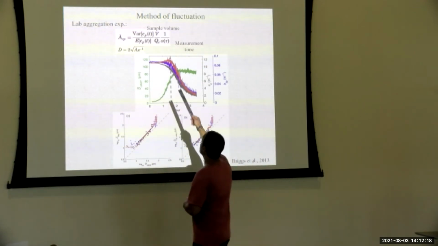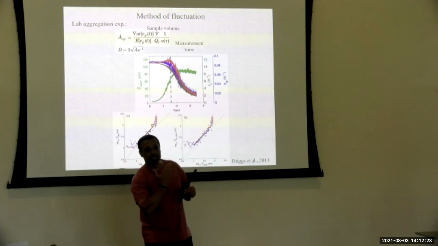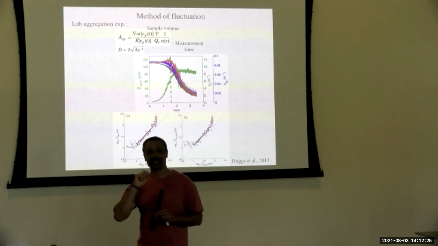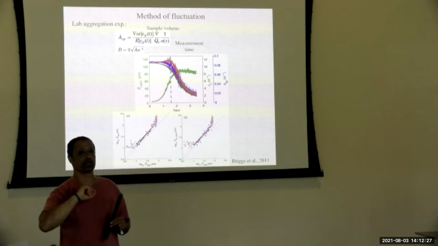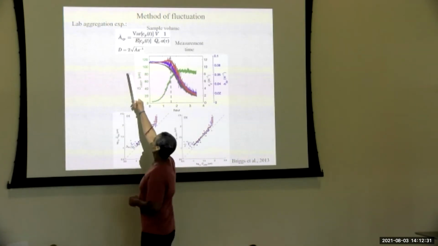So you can use those to get at the average cross section of that rare big particle that causes the large spike. And from that, you can get information about their dynamics.